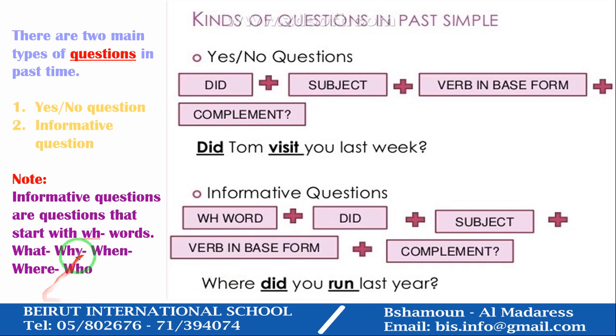So with who, only with who, it's a little bit different. We don't have a subject because who usually asks about the subject. So it's going to be who ate, which is the verb in the past and not in the base form, plus the complement, which is the sandwich. So who is the only exception, while what, why, when, and where follow the same arrangement, which is WH word plus did plus subject plus verb in base form plus complement.